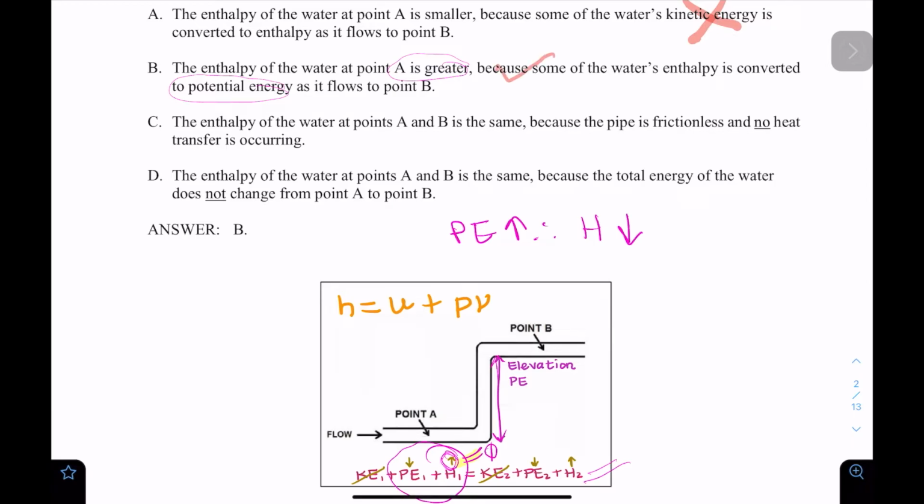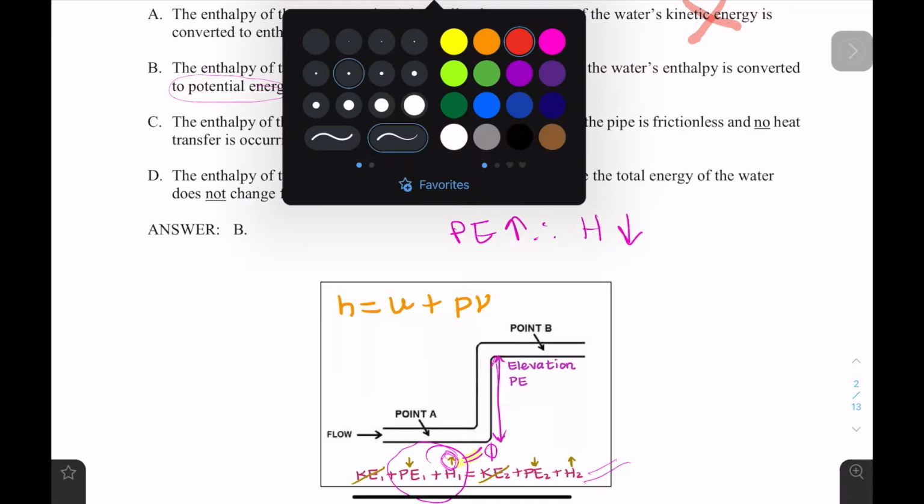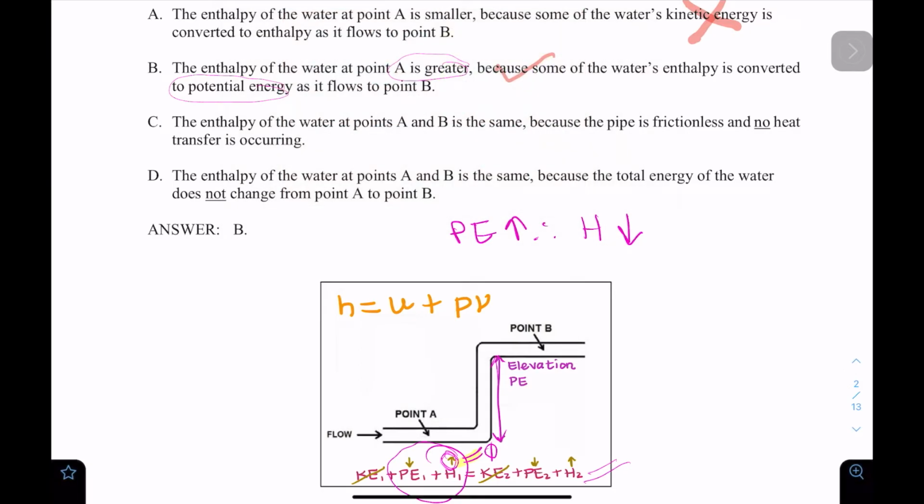Let's take a look at the other one. It states that the enthalpy of the water at point A and B is the same, and that is not true. I mean, we would have to have a throttling process here. We're not having a throttling process. So no, this cannot be the same, because that means that H1 is equal to H2, and that's not true because we don't have a throttling process here, right?